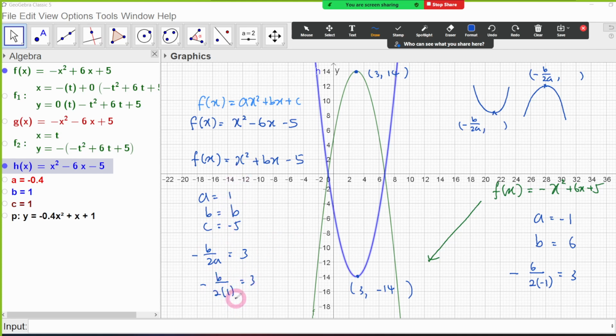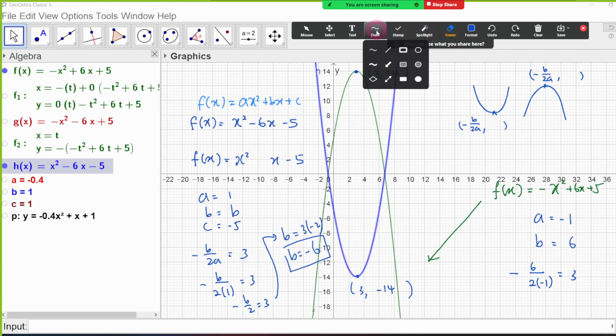Now, negative b over, oh sorry, this is not 3. 2 times 1 is equal to 2. Negative b over 2 is equal to 3. Okay, from here we know that b is equal to 3 times negative 2. b is equal to negative 6. We will still get the same answer. So this is another way to help us get the value of b.